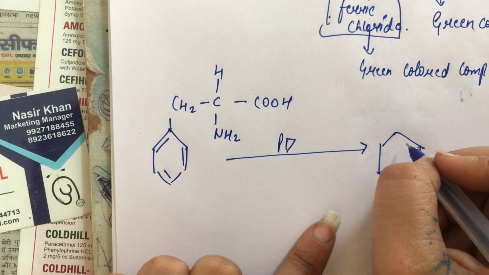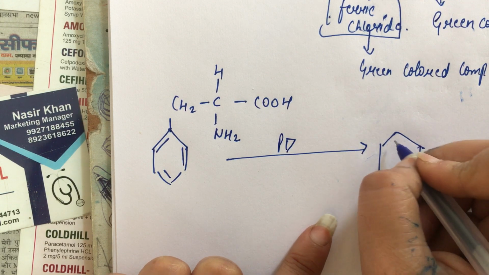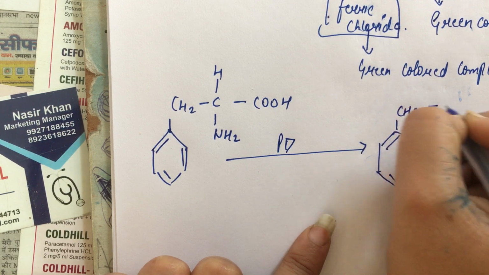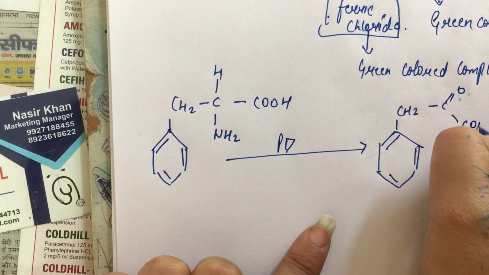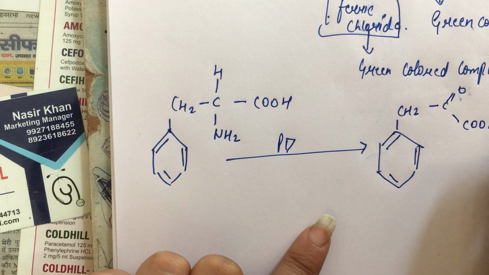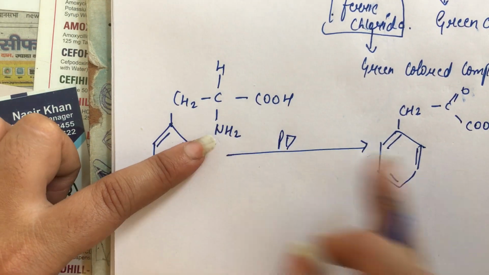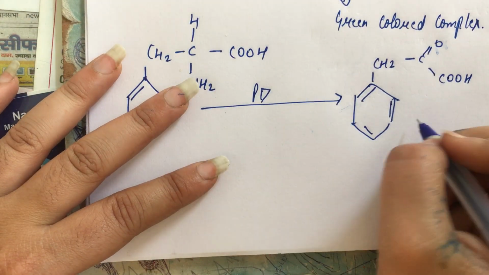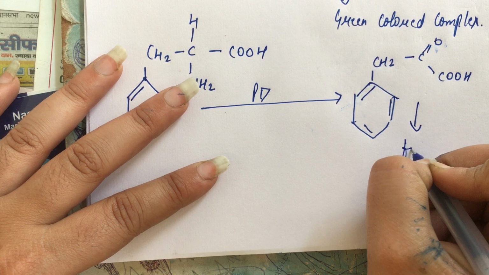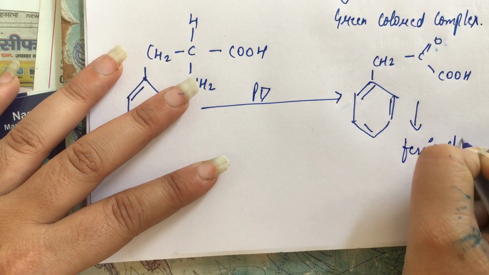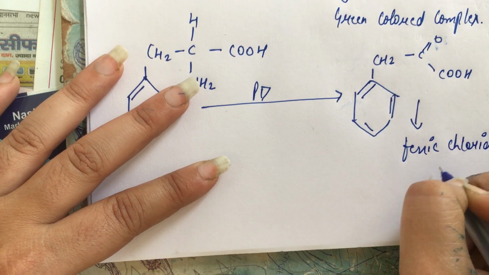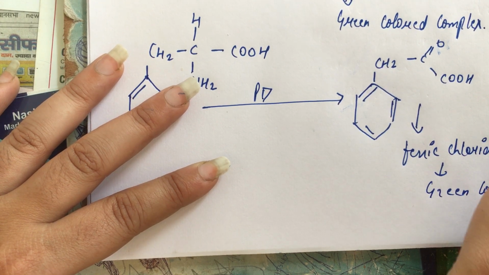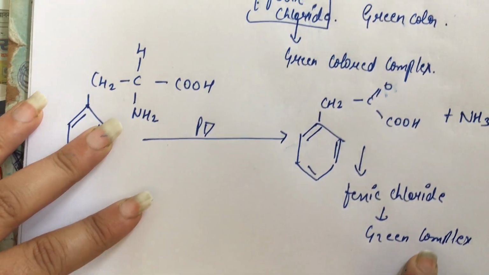It removes its amine group, giving CH2COOH plus ammonia. It would convert it into phenylpyruvic acid plus ammonia. And when phenylpyruvic acid comes in contact with ferric chloride, it forms a green complex. That's why at the end of the reaction we can easily see green colored colonies.